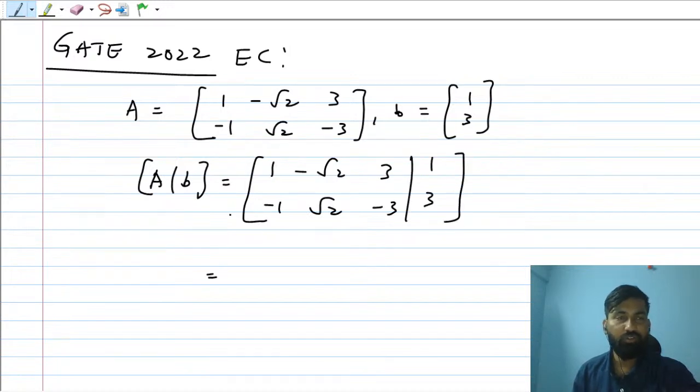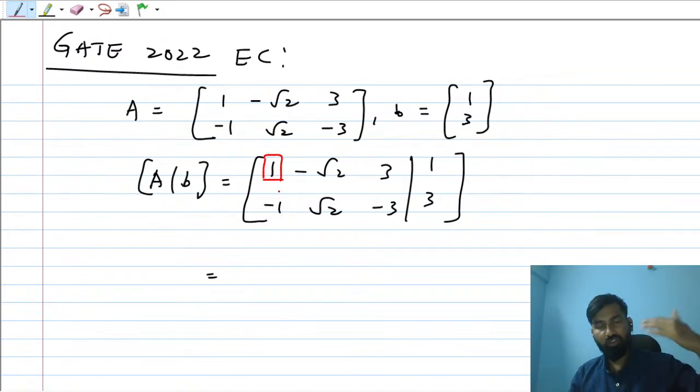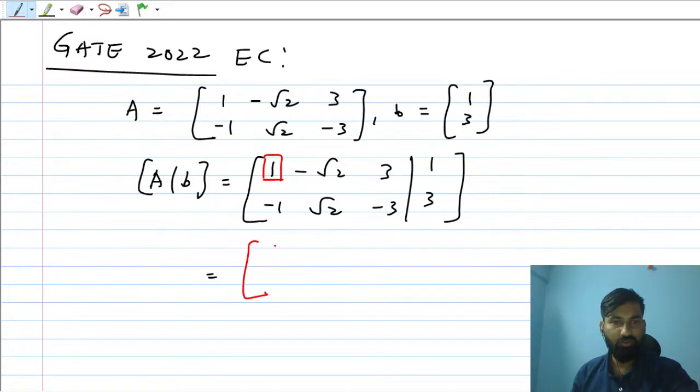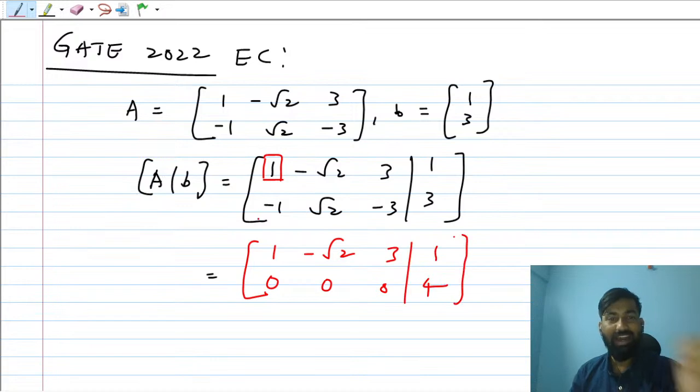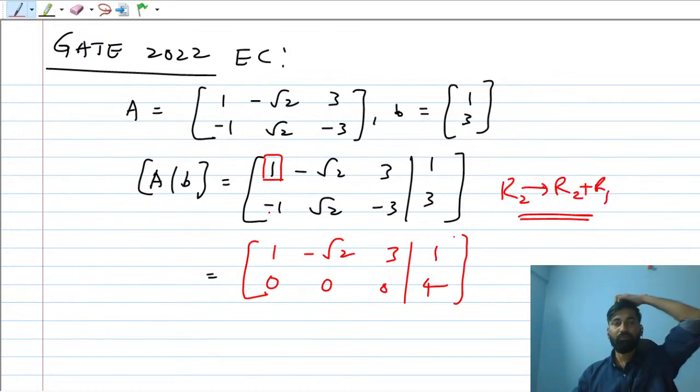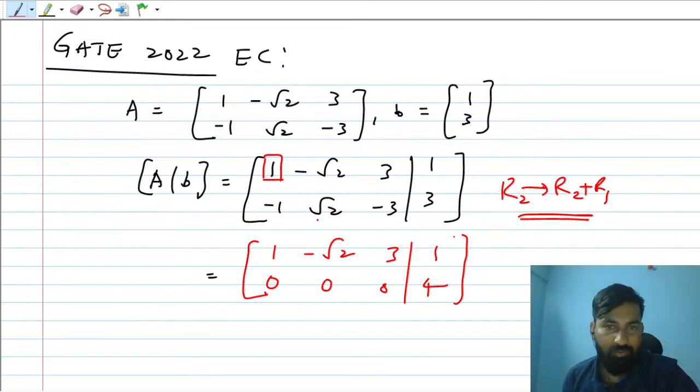Now what you can do, you can choose the pivot. Why are we choosing a pivot? The pivot is chosen to start with, as you are starting the elimination process, you need one starting point. So this is one starting point, and now you have to make all the entries below it 0. So this is going to be 1, minus root 2, 3, and this row should be 0, 0, 0, and this is 4, because you are simply adding here. You are doing R2 plus R1, because 1 minus 1 is 0, so everything is going to be 0.